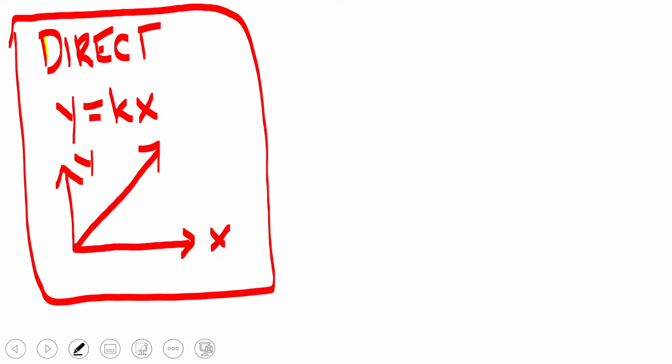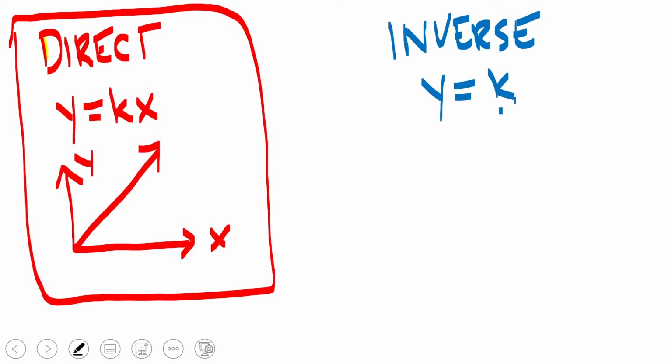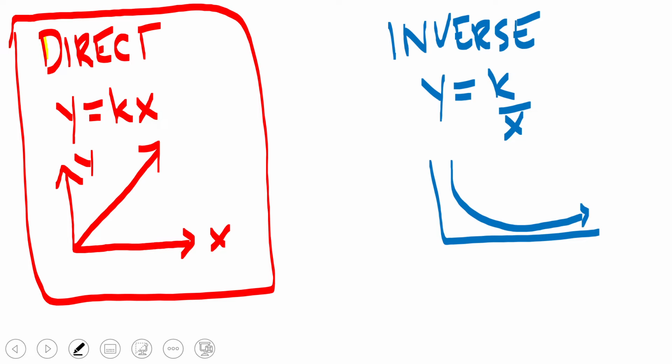Alright, then the inverse, the same. You might want to jot this on to an index card to help you. The formula is y equals k over x. And the graph will look like this. It's an x and a y.